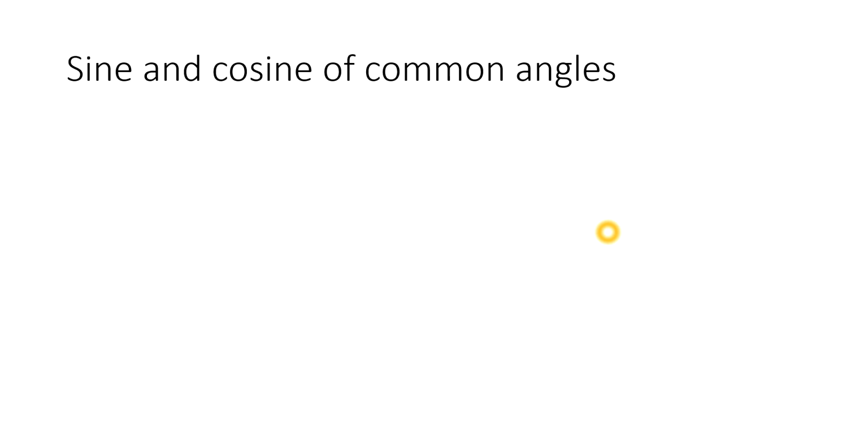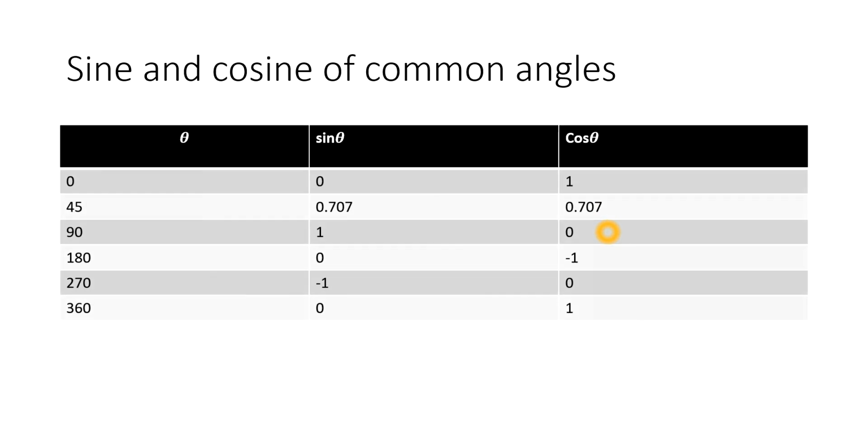So we start with sine and cosine, those two mathematical concepts of trigonometry. There are certain common angles that you need to be familiar with. If you don't want to memorize, at least you need to be familiar with. So what are those common angles? On the left side we have the angles 0 degree, 45 degree, 90 degree, 180 degree, 270 degree, and 360 degree. Those are common angles. So you need to be familiar with the sine and the cosine of those angles.